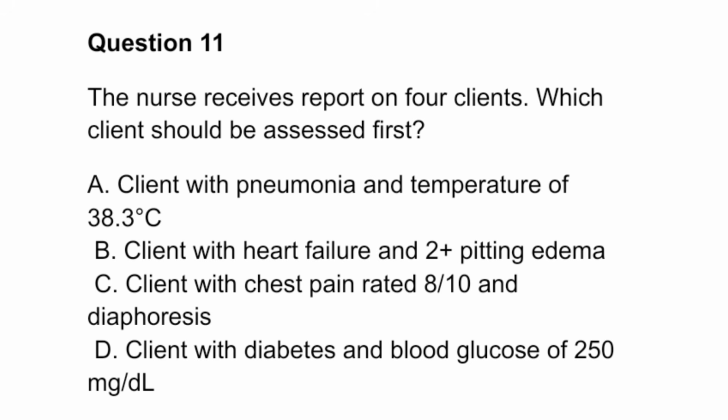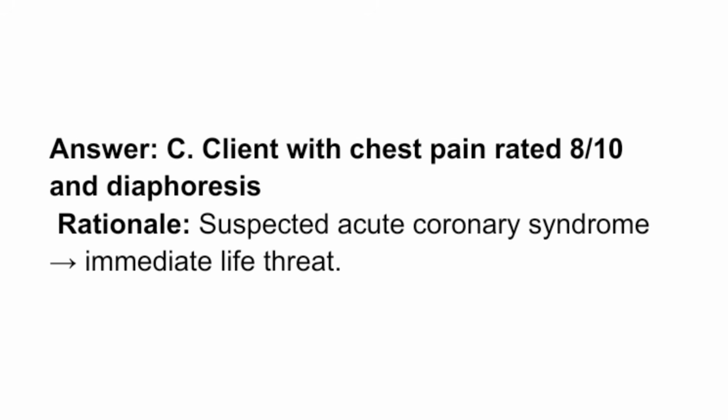Question 11. The nurse receives report on 4 clients. Which client should be assessed first? A. Client with pneumonia and temperature of 38.3 degrees Celsius. B. Client with heart failure and 2+ pitting edema. C. Client with chest pain rated 8 out of 10 and diaphoresis. D. Client with diabetes and blood glucose of 250 milligrams per deciliter. Answer C. Rationale: suspected acute coronary syndrome, immediate life threat.